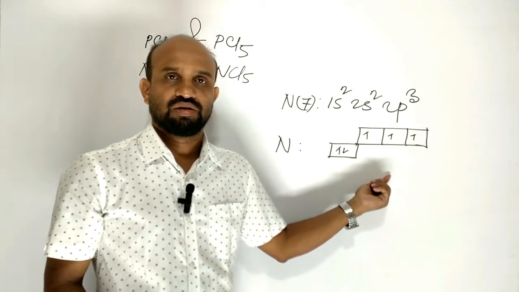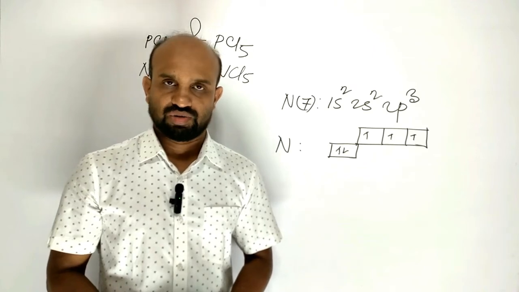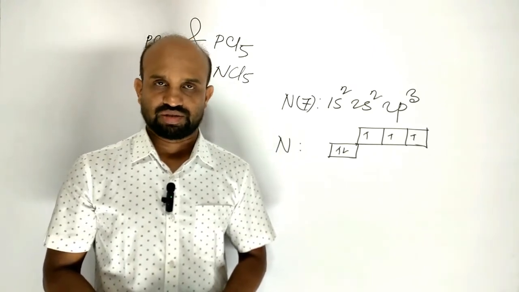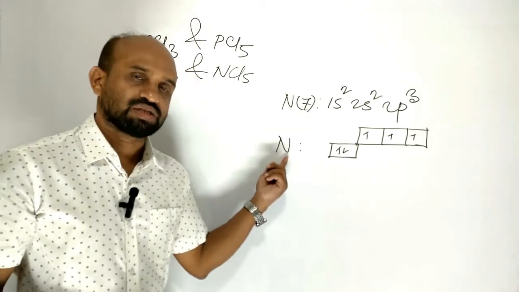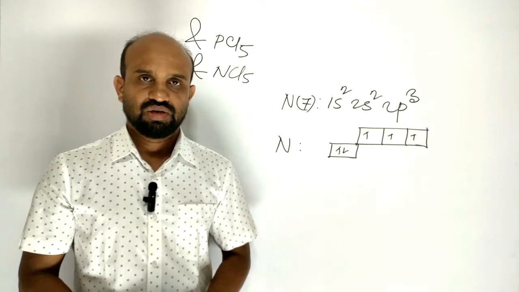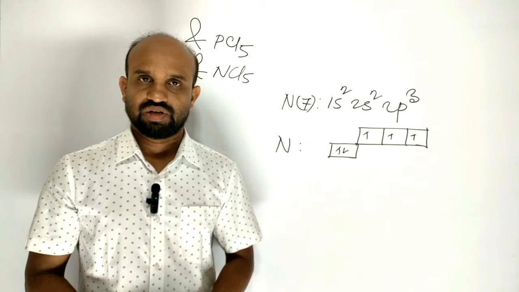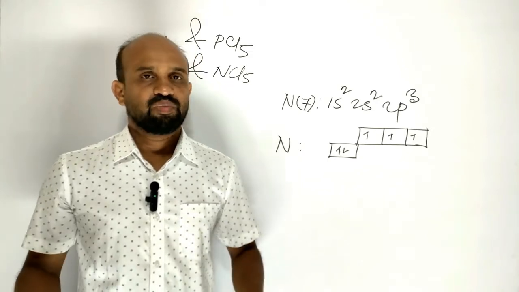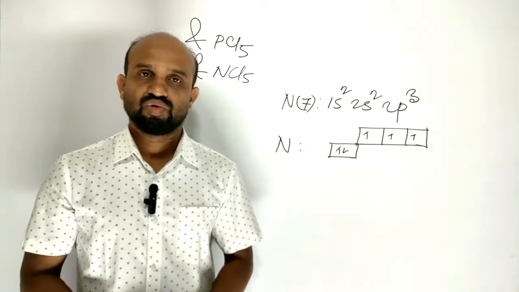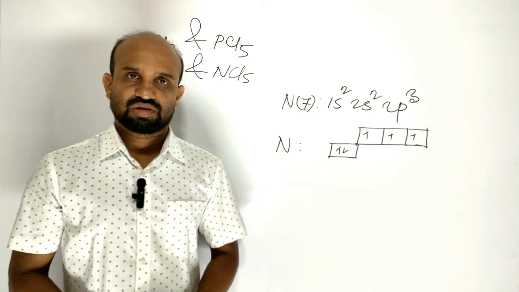Here we see that nitrogen has 3 unpaired electrons and no vacant d orbitals, because nitrogen is an element of the second period. That is why in the outermost shell of nitrogen there are 2 subshells, s and p, but no d subshell. That is why nitrogen has no vacant d orbitals. Now let's see the formation of nitrogen trichloride.